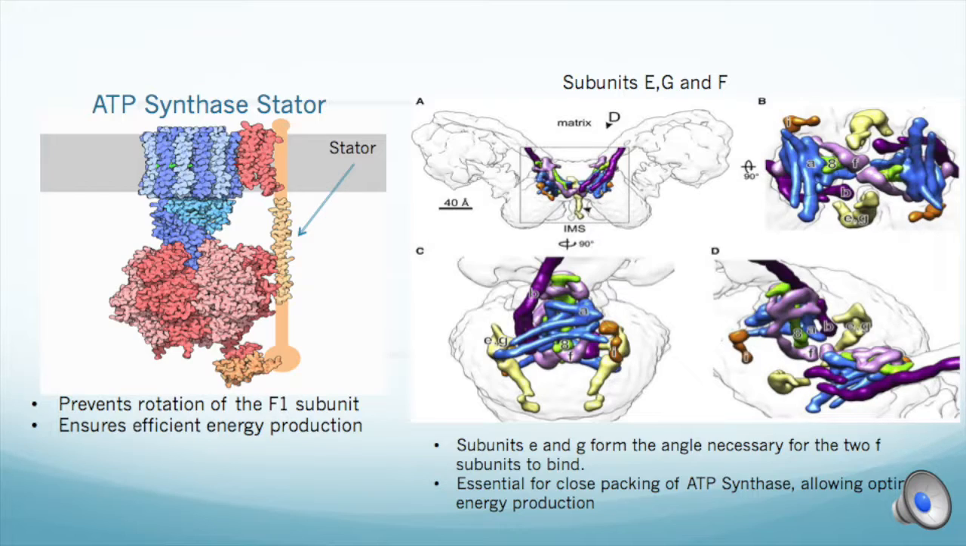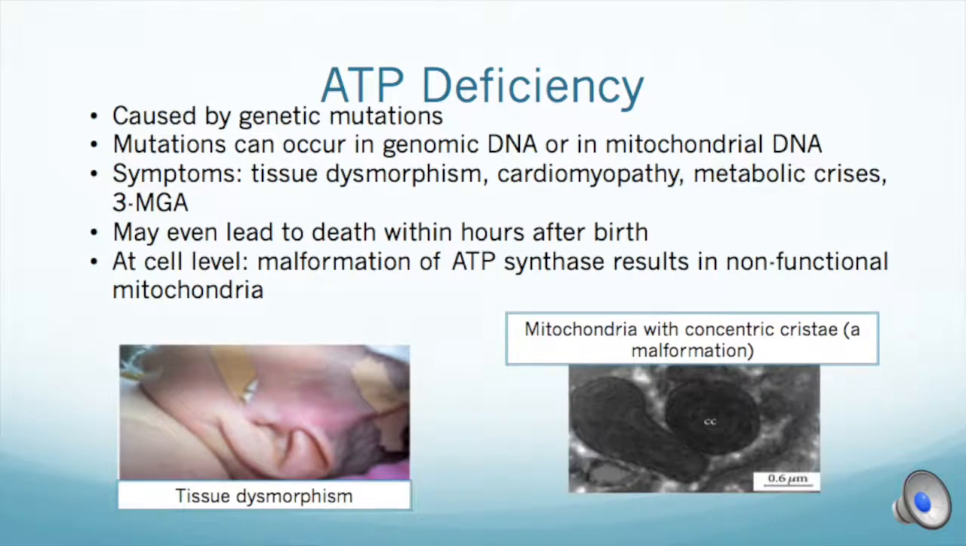to interact and bind. The formation of dimers allows close packing of ATP synthase in the mitochondria by forming cristae. This close packing ensures that mitochondria can produce enough energy to power the cell.